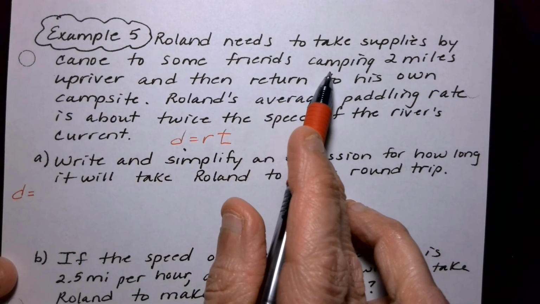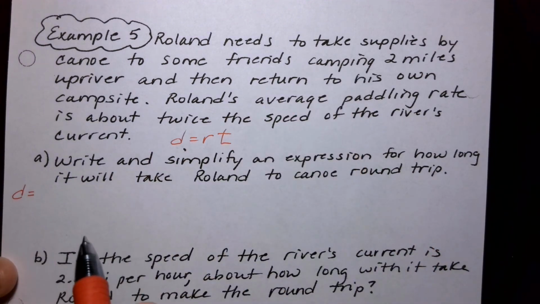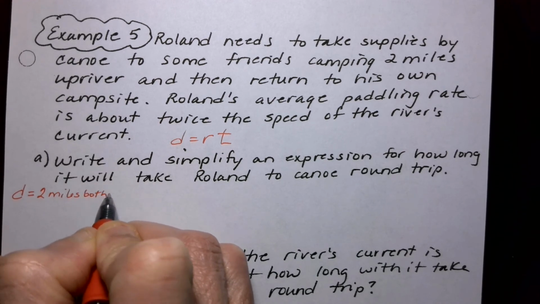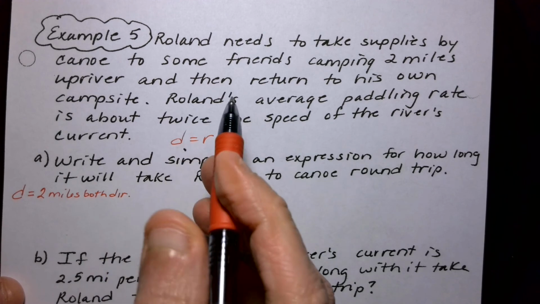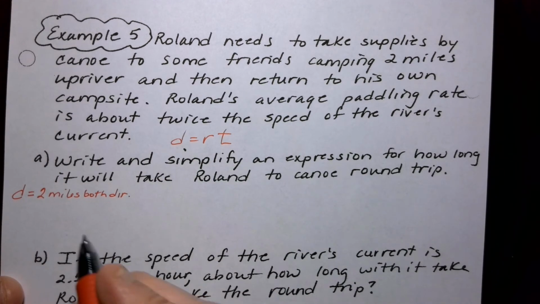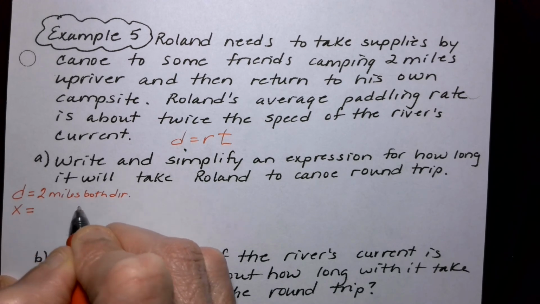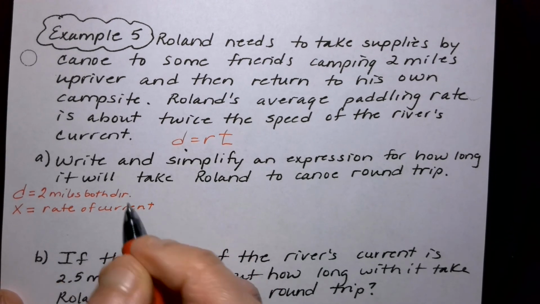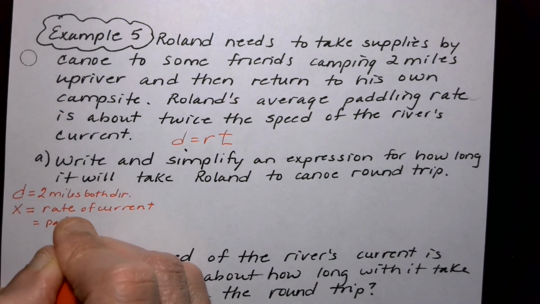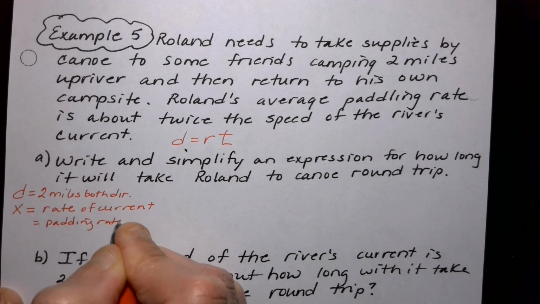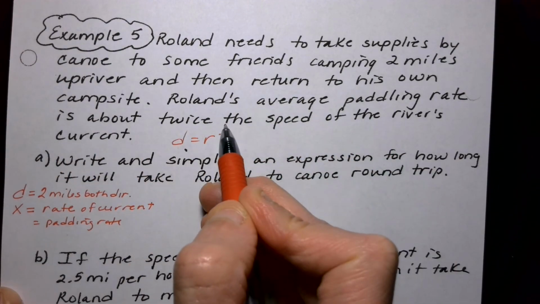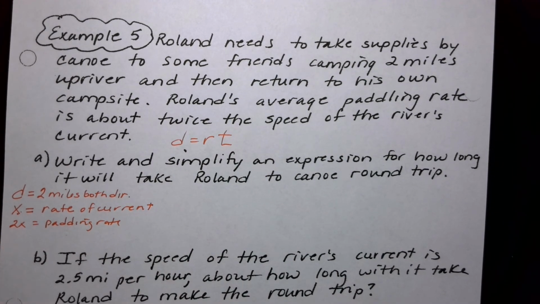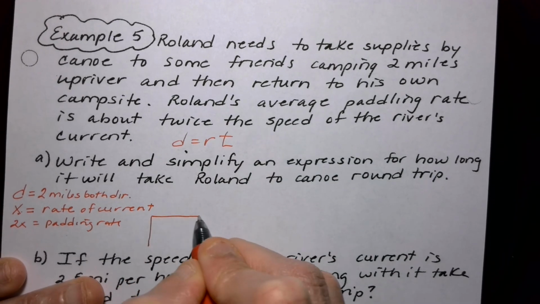Well, 2 miles and then 2 miles. Okay, so I'm going to put 2 miles both directions. And then rate. Well, there's 2 rates, isn't there? So we've got the rate of current, and we'll call that x. But then we also have the paddling rate. And what did they say that was? Roland's average paddling rate is about twice the speed of the river. So that's about 2x. Okay, so let's make a little chart. I think that will help.